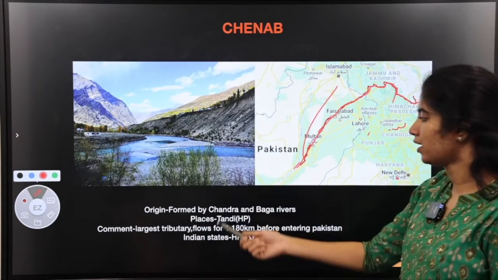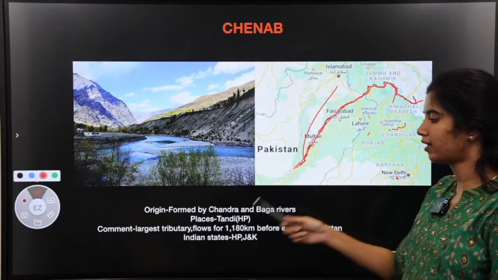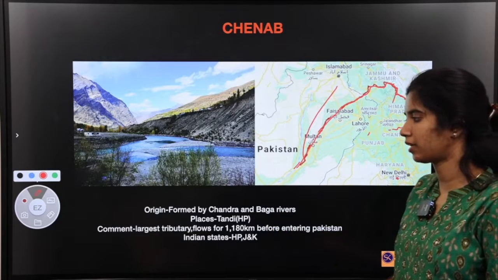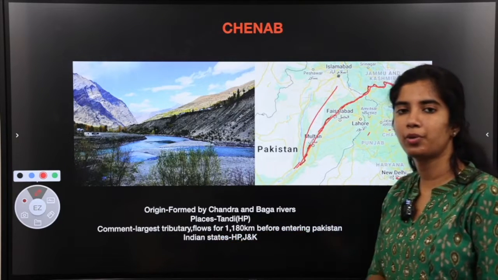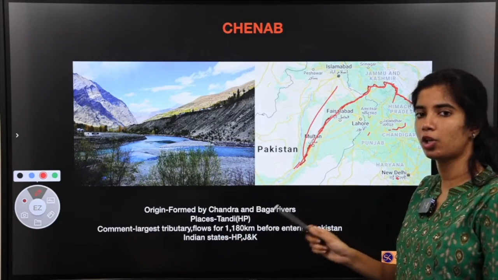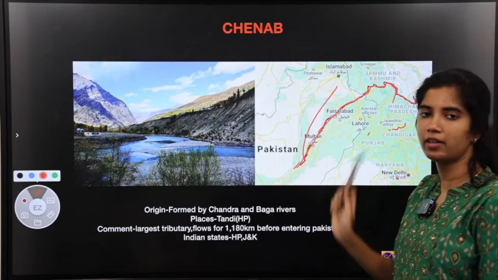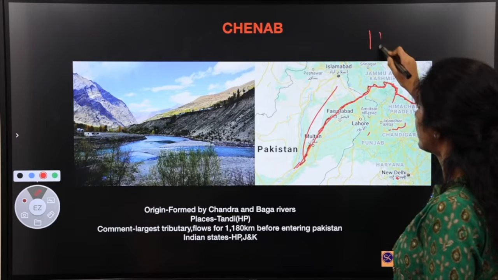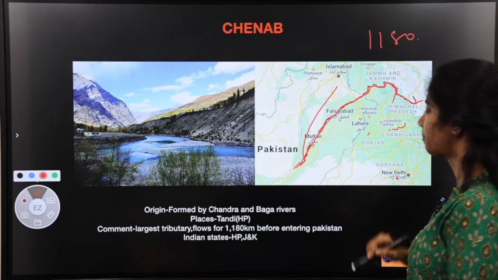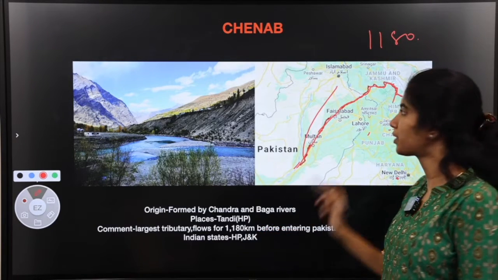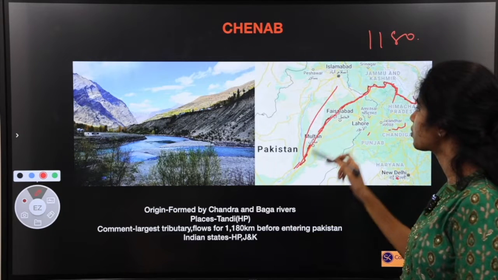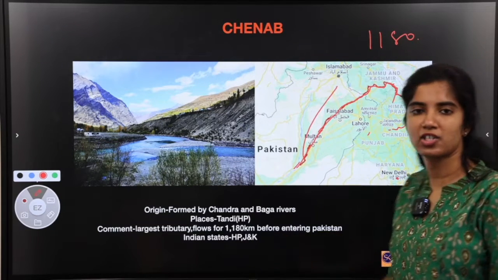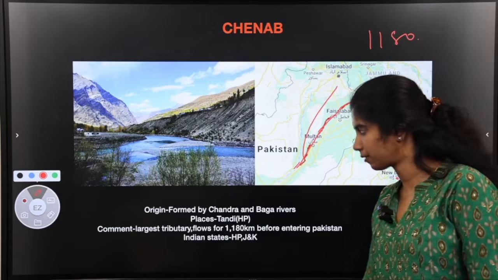So this is formed by Chandra and Bhaga rivers at Tandi in Himachal Pradesh. This is the largest tributary, meaning it has more volume considering the rest of the tributaries, and it flows for 1180 kilometers before entering Pakistan. So what are the Indian states present in the course of this river? That is Himachal Pradesh and Jammu Kashmir.